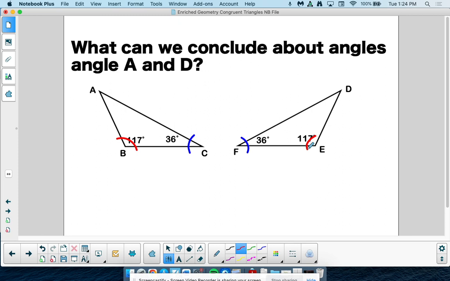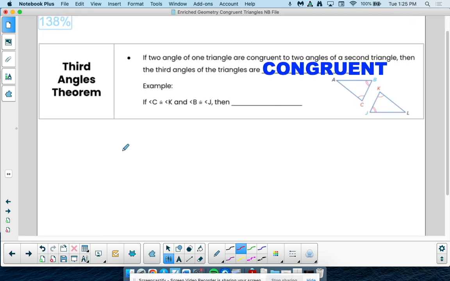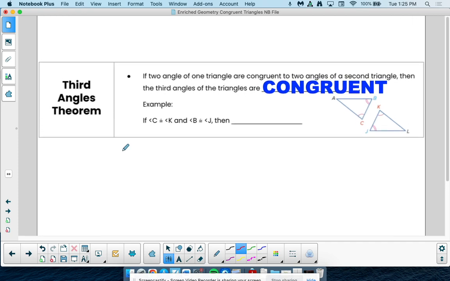So what you just showed there, you guys, is the third angle theorem. So if you have 2 pairs of congruent angles, by default, the third angle is also congruent. The third pair of angles. Okay? This part should be in your notes though now, I think, right? So if we wanted to fill in that blank there, if angle C is congruent to angle K and angle B is congruent to angle J, what would be my next part here? Yes, angle A is congruent to angle L. That's it.